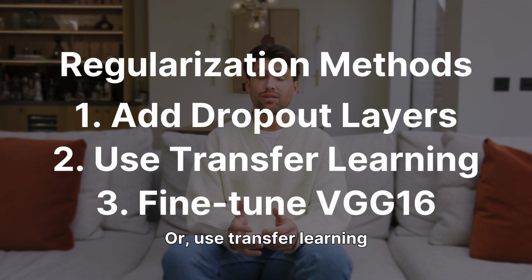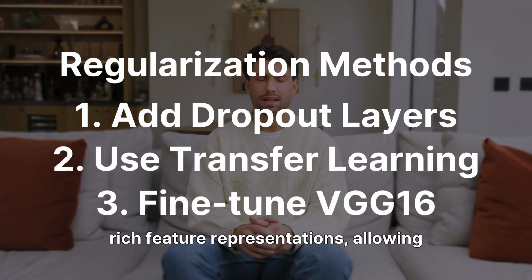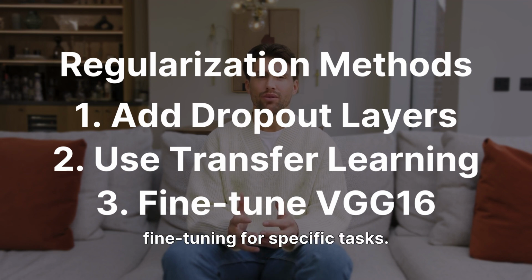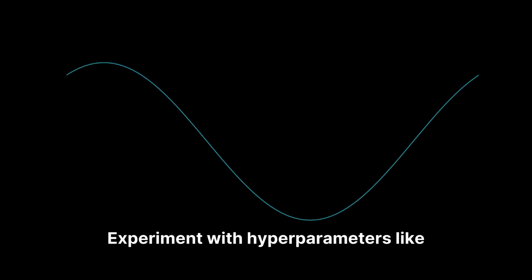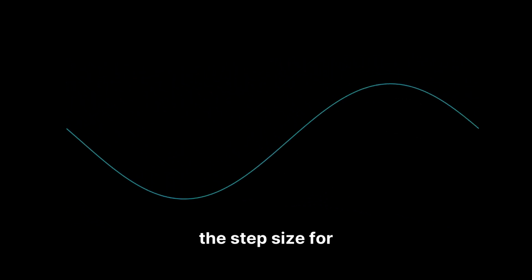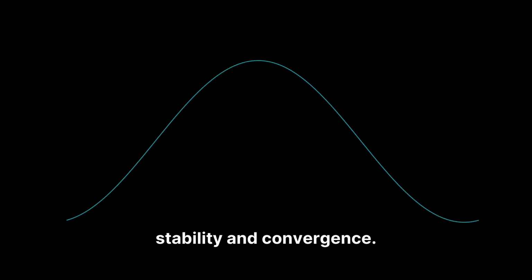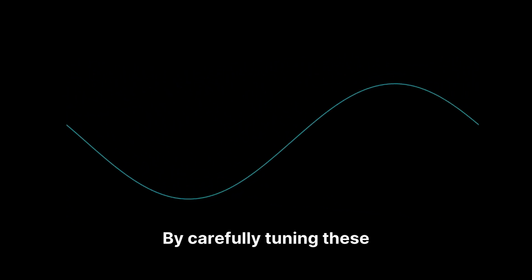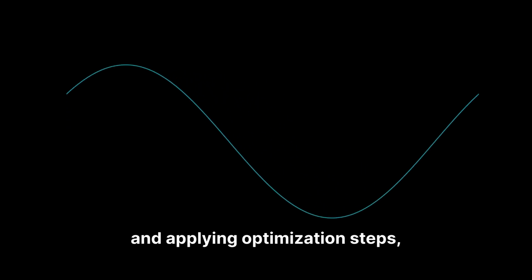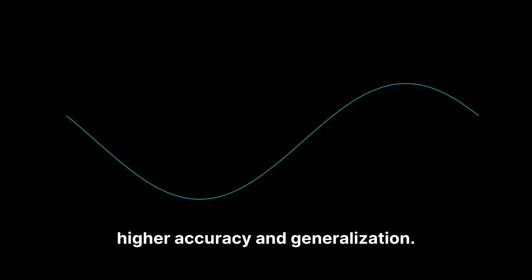Or use transfer learning with pre-trained models like VGG16. These models have learned rich feature representations, allowing fine-tuning for specific tasks. Experiment with hyperparameters like learning rate, which dictates the step size for weight updates. This profoundly impacts training stability and convergence. By carefully tuning these and applying optimization steps, your CNN can achieve higher accuracy and generalization.